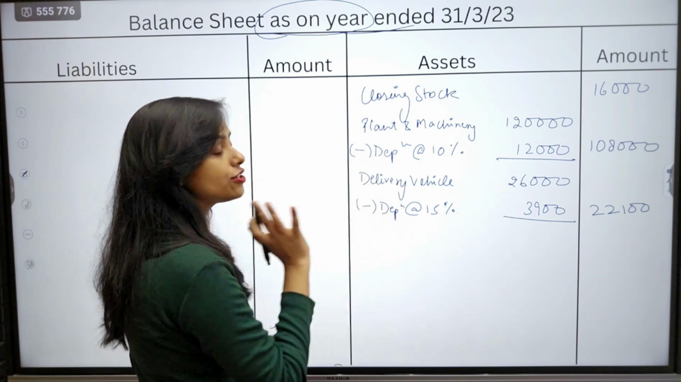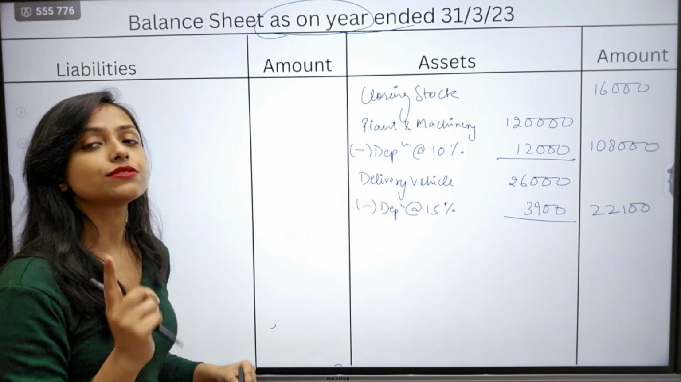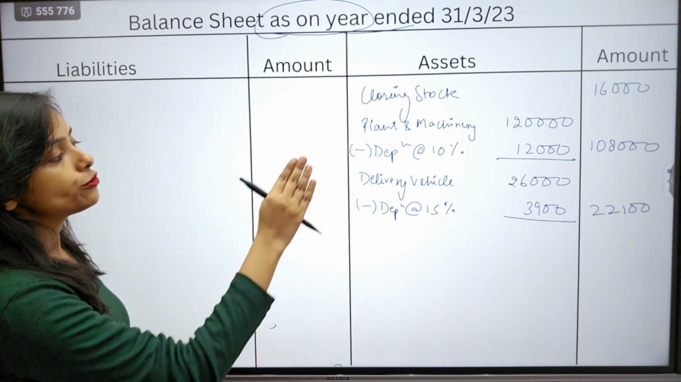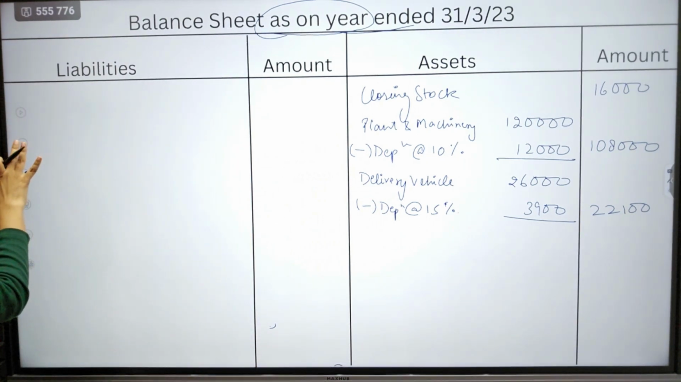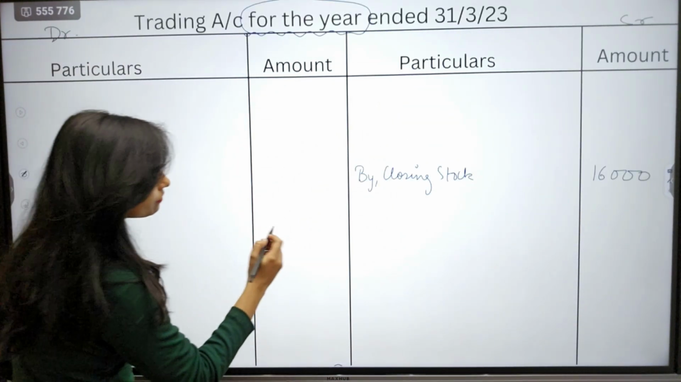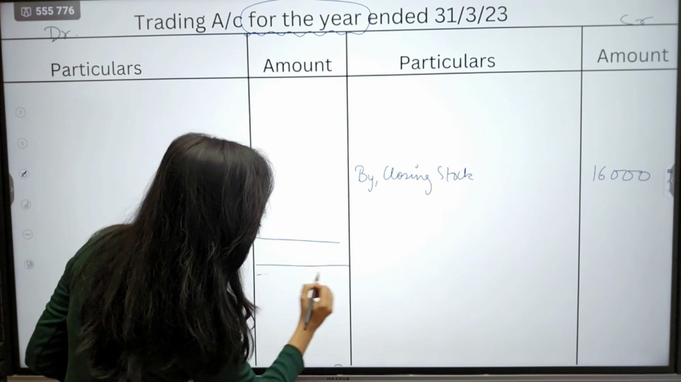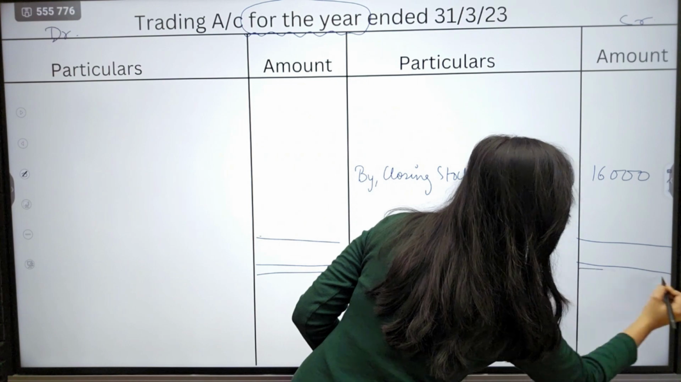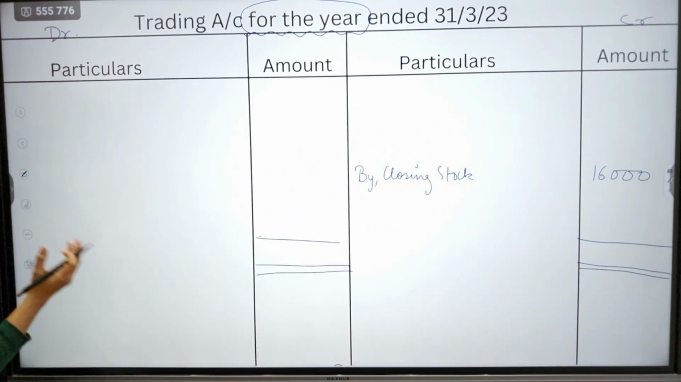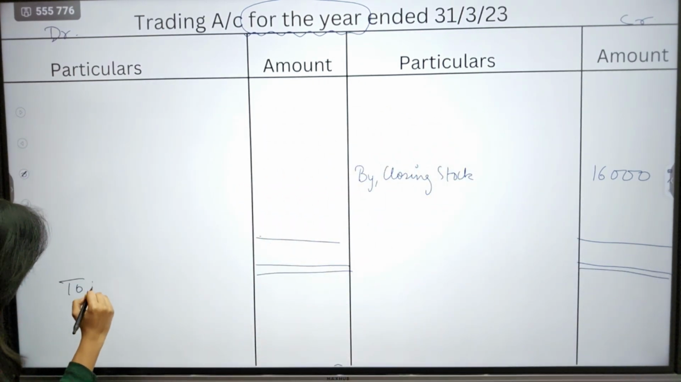But this depreciation, we have to write at two places because this was outside the trial balance. So we are going to write this 12,000 and 3,900 in the profit and loss account. Let's take it there. Now I leave some space, assuming that I will make up my trading account in this much space. Okay? And then let's start our PL account.